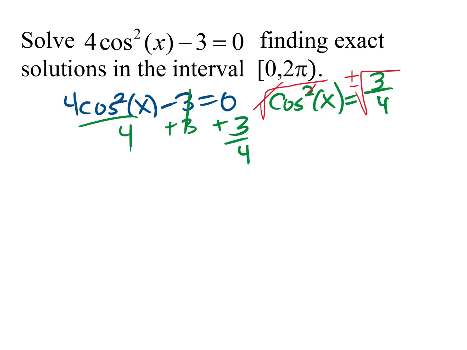The squared and the square root will cancel, and I'm left with cosine of x equal plus or minus. Whenever you have a radical and the fraction is underneath, you can apply it to the numerator. That'll be square root of 3. And you can apply it to the denominator, and the square root of 4 is 2.